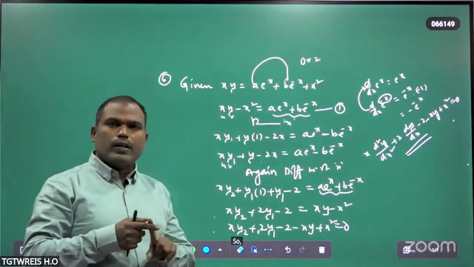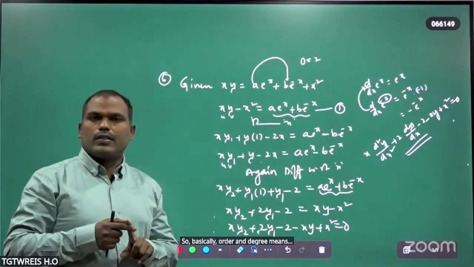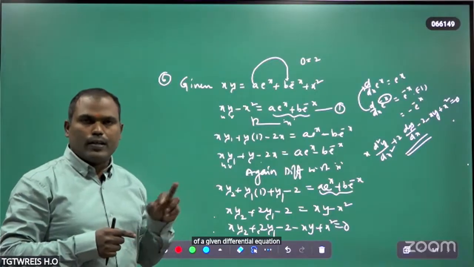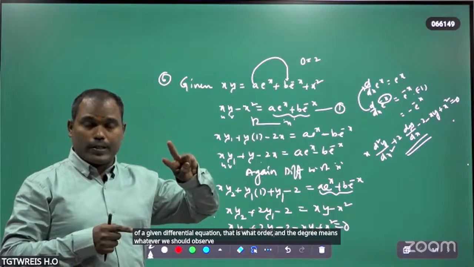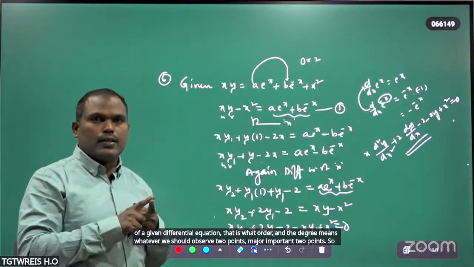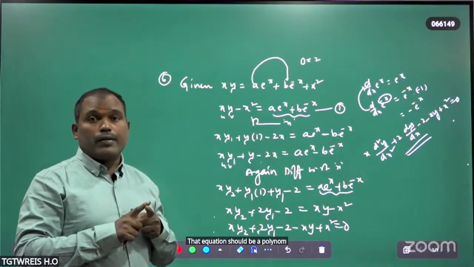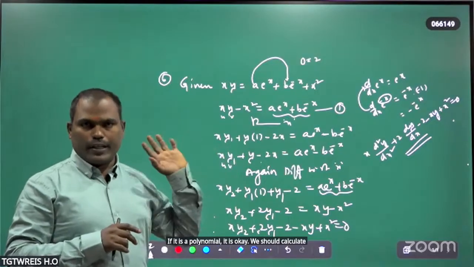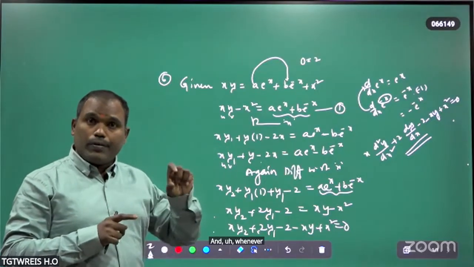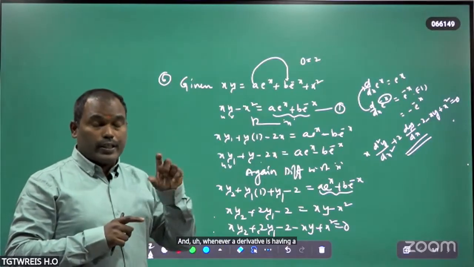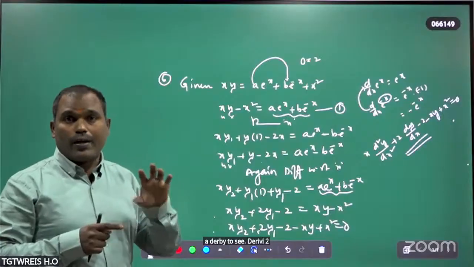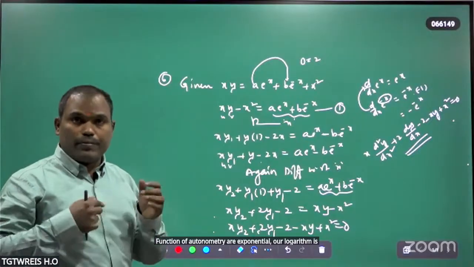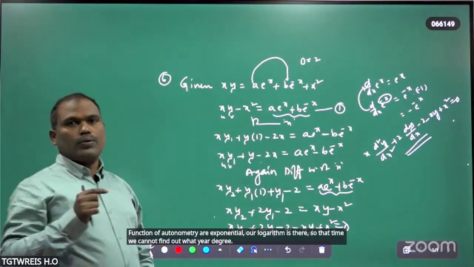So basically order and degree: order is nothing but the highest derivative of a given differential equation. That is order. And for the degree, we should observe 2 major important points. One point is that the equation should be a polynomial equation in derivatives. If it is a polynomial, it is okay, we should calculate order and degree also. And whenever a derivative has a trigonometric, exponential or logarithmic function, at that time we cannot find the degree. So that is not defined.